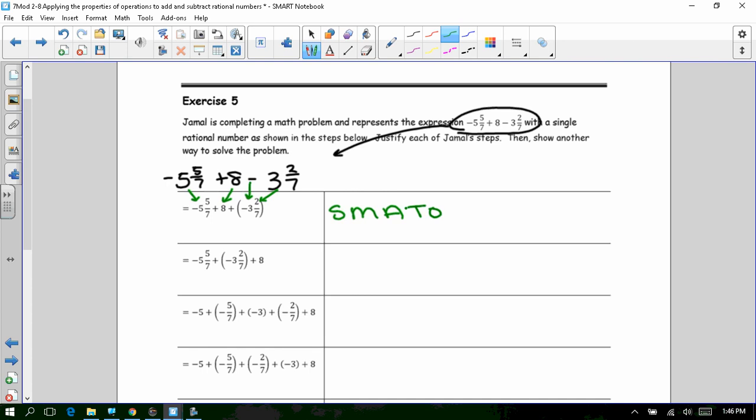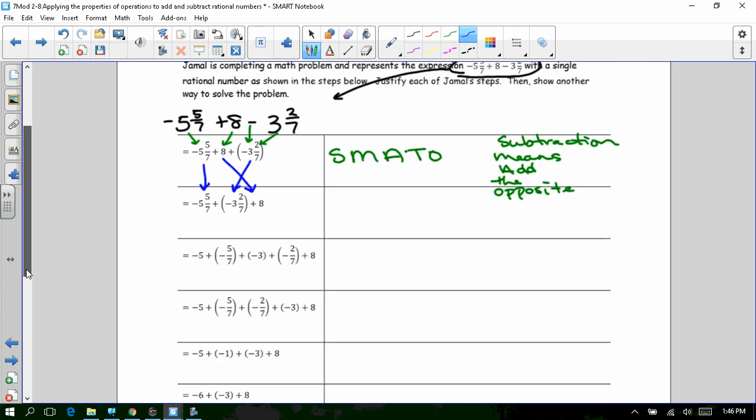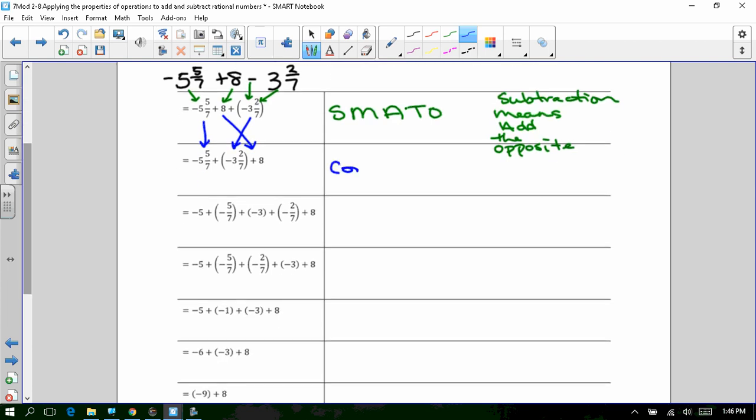Subtraction means add the opposite. Okay, so just change that over. All right, now let's see, what did he do in the next step? Nothing changed there, but those two switched. Well, what lets me switch the order? That's the commutative property.